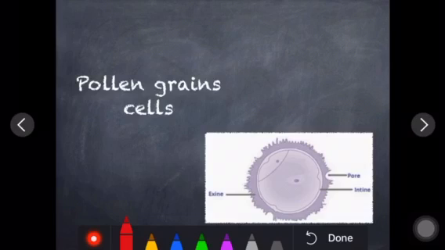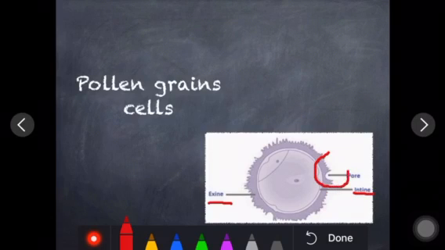In this one simple diagram, there are three labels. The outer layer is called exine, the inner layer is called intine, and there is a pore-like structure on the outer layer which is called the germ pore. Here I forgot to mention, this is the germ pore, right? This you have to remember. So this is the general diagram of the pollen grain.